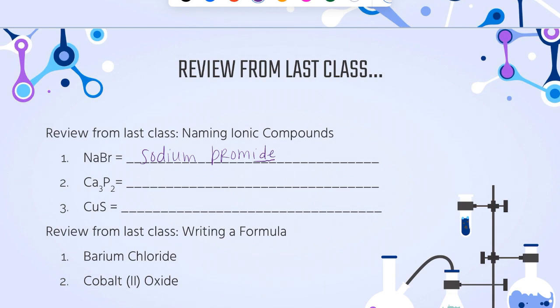Okay, let's look at number 2. We have Ca. Take a look at your periodic table. That is calcium. And we have to ask ourselves, is calcium a transition metal? And since it's not, we don't need a Roman numeral. So then we can go and look at P, which is phosphorus, but we changed the ending to phosphide.